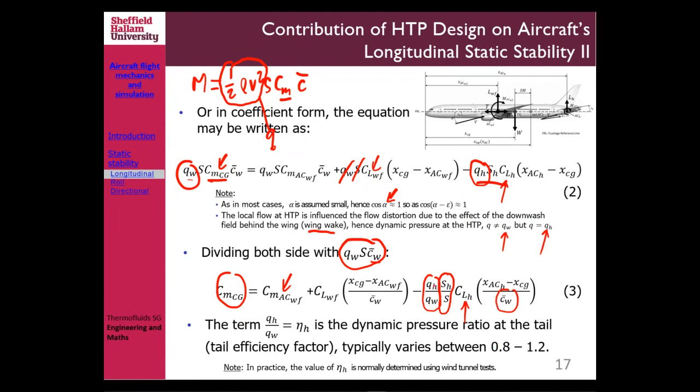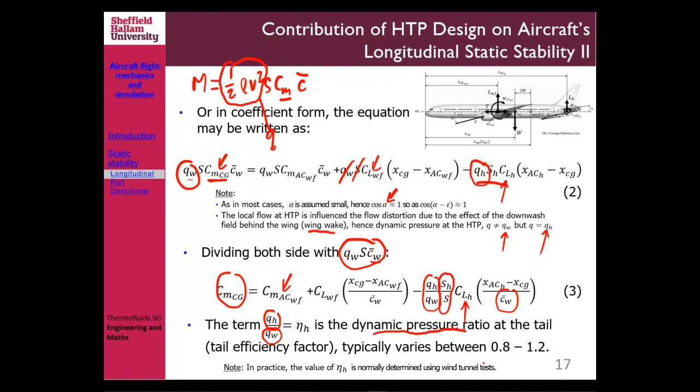Now, the term QH divided by QW, sometimes they call it a dynamic pressure ratio, which makes sense, which is the dynamic pressure of the horizontal tail divided by the dynamic pressure of the wing. That is why they call it a dynamic pressure ratio at the tail, or sometimes they call it also tail efficiency factor. So, is it epsilon? Is it this one? Or eta, sorry, eta, which is tail efficiency factor.